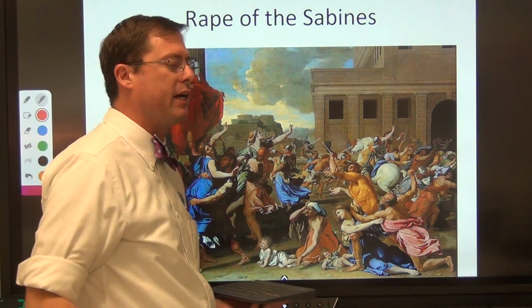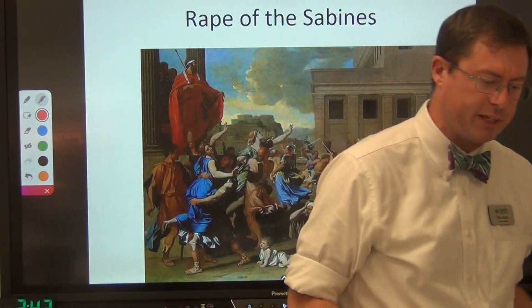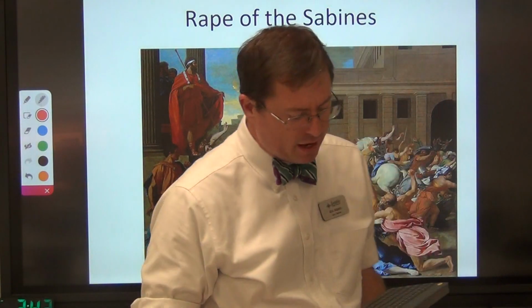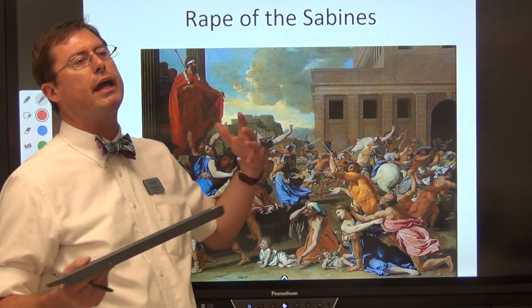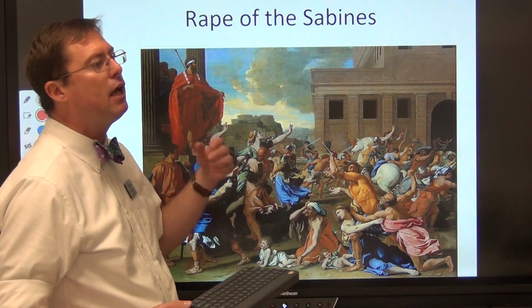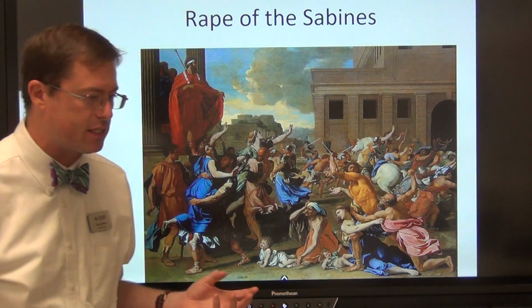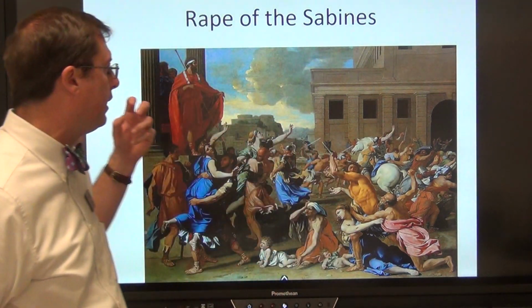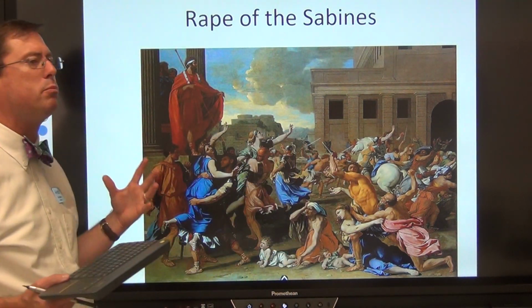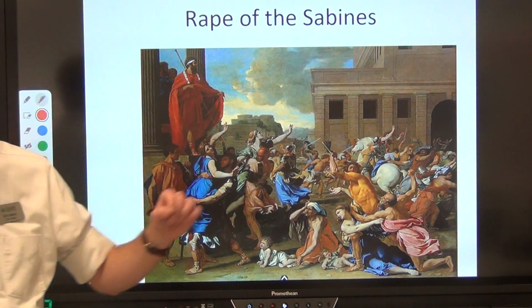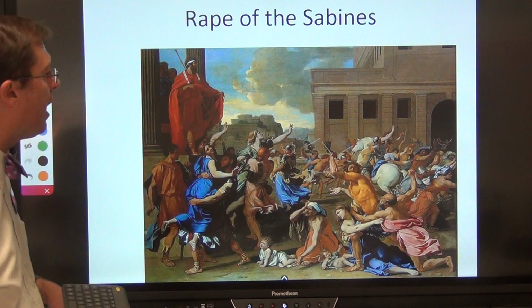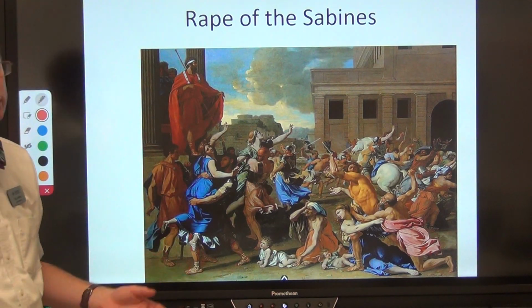And so they go to the nearby group that lives near them in a region of the Sabine country, and they invite all of the Sabine men and their daughters to a set of plays to be watched. At the right moment, Romulus gives the signal, and he says, grab them, and the Roman men grab the Sabine women. It is called the rape of the Sabines. Rapio, rapere means to grab, as it were. A war is going to ensue, as one would imagine.